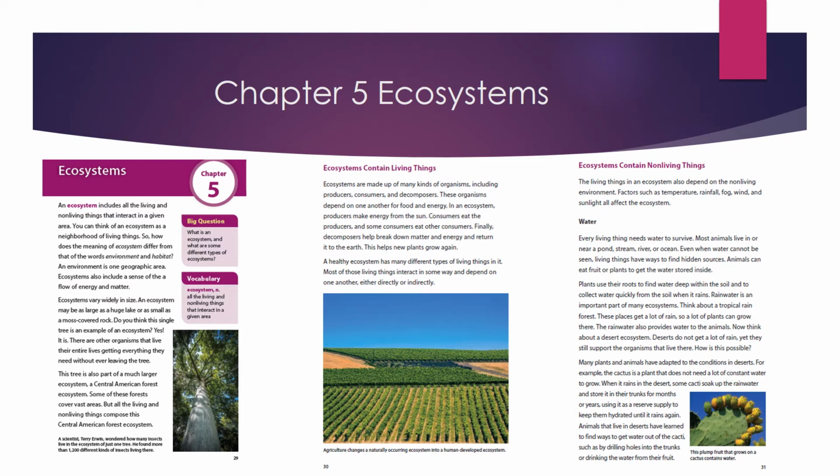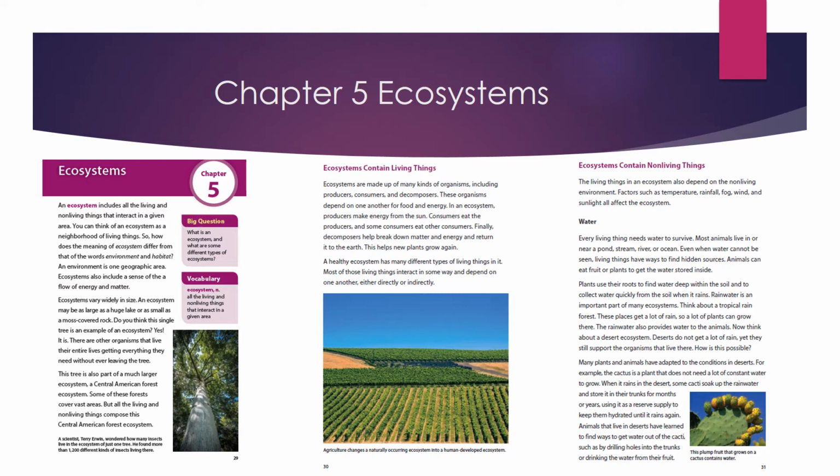Even when water cannot be seen, living things have ways to find hidden sources. Animals can eat fruit or plants to get the water stored inside. Plants use their roots to find water deep within the soil and to collect the water quickly from the soil when it rains. Rainwater is an important part of many ecosystems.